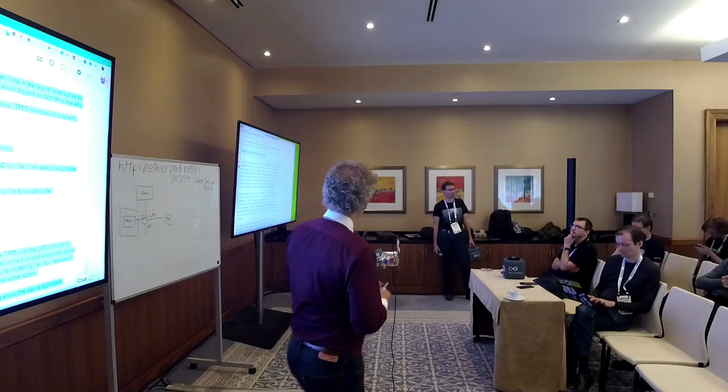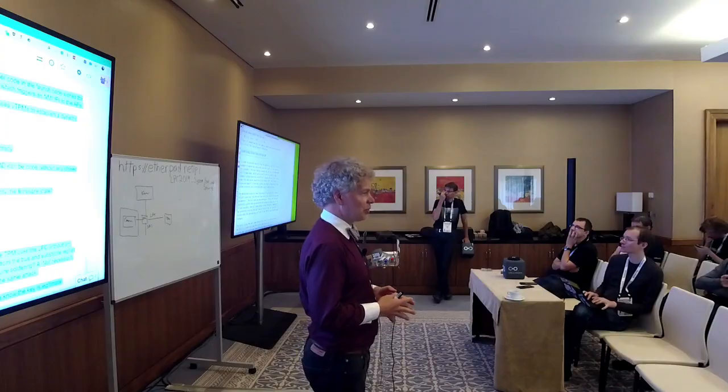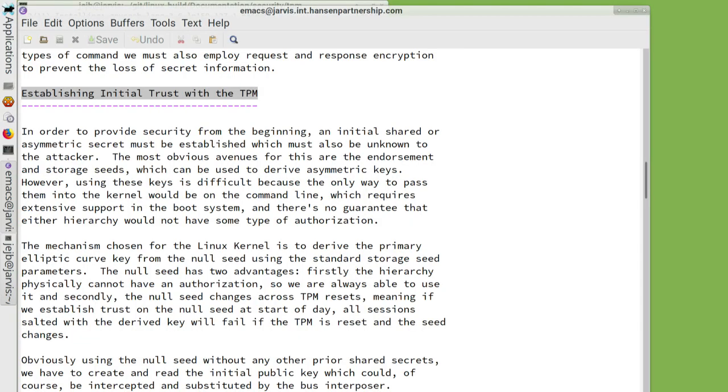But the way we would actually detect whether we'd been compromised is to use a mechanism called the null seed. A TPM has 4 different seeds. It's got an endorsement seed, a platform seed, a storage seed, and something called the null seed. The platform, endorsement, and storage seeds are all permanent to the TPM. You can issue a TPM command to change them, but if you don't do that, they persist across boot. The null seed doesn't persist across boot.